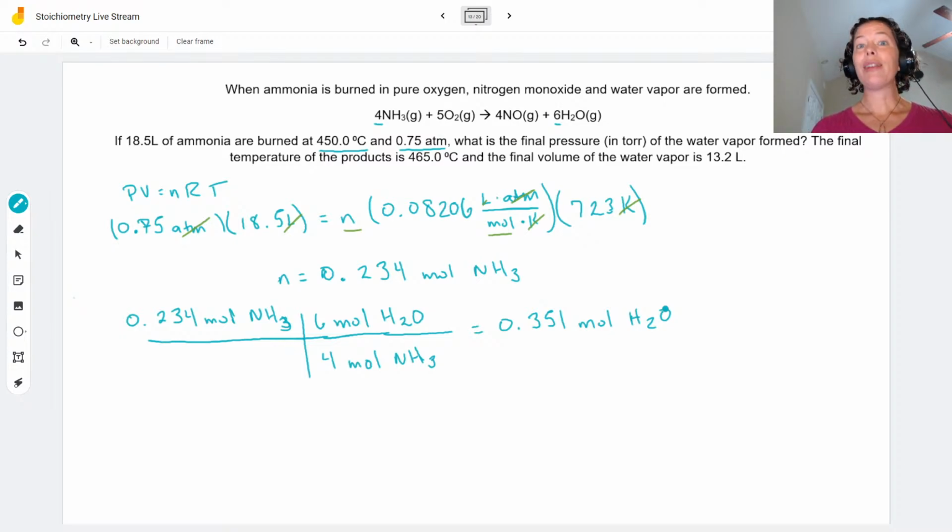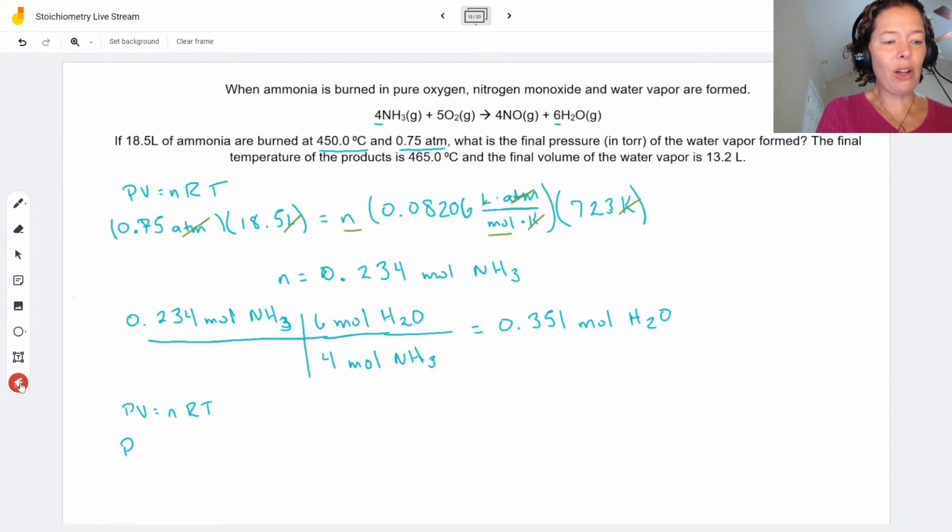Okay, just like we thought, back to the ideal gas law. Pressure times volume equals moles times R times temperature. So let's plug in what we know. Right off the bat, I don't know the pressure, so I'm just going to leave that as P. That also makes sense because it is asking me what the final pressure is. So it's actually good that I don't know that yet. This means that hopefully I'm doing this problem correctly.